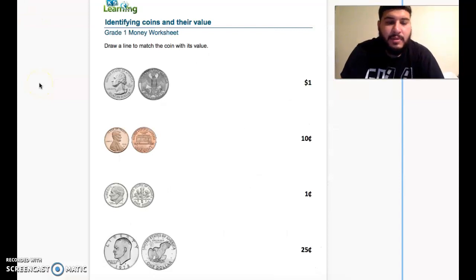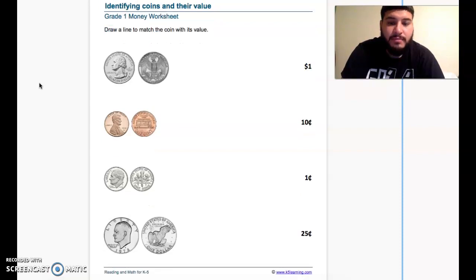All right, we're almost there. Last activity. Identifying coins and their value. Draw a line to match the coin with its value. I can give you a hint. The copper one is worth the least. I'm sure you know that.